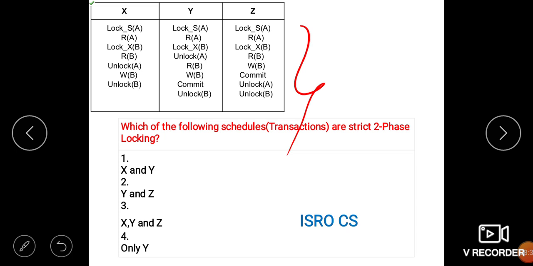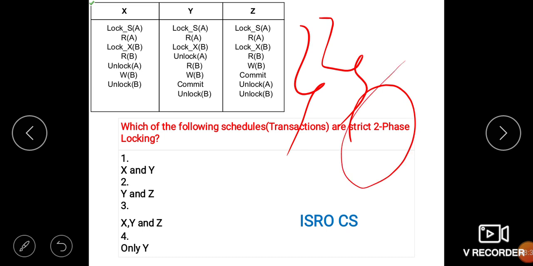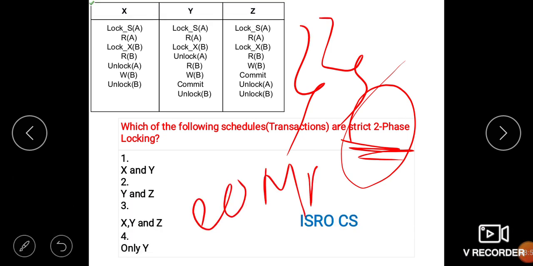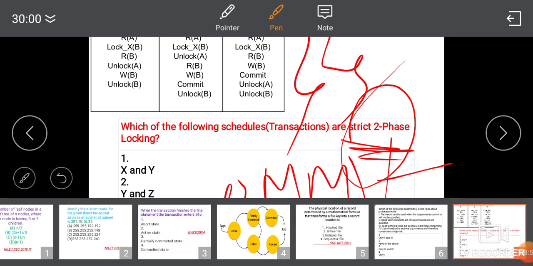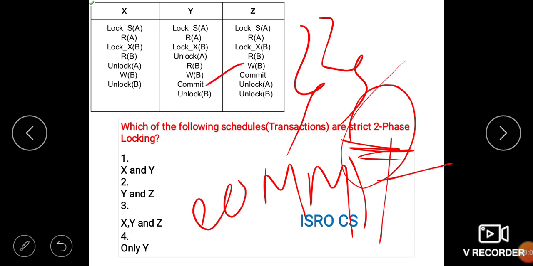So this question is asked: there is a given transaction schedule. Okay, transaction scheduling. So find the strict two-phase locking protocol. Remember one thing, you can easily find the answer in a strict two-phase locking protocol: there should be a commit operation after performing the exclusive operation. So here you can see commit operation performed, and here also commit operation performed. So for this reason, Y and Z are strict two-phase locking protocol.